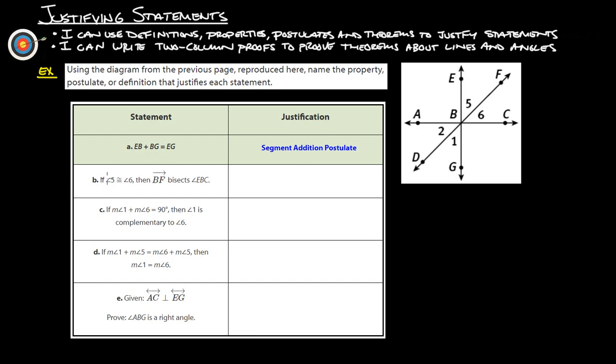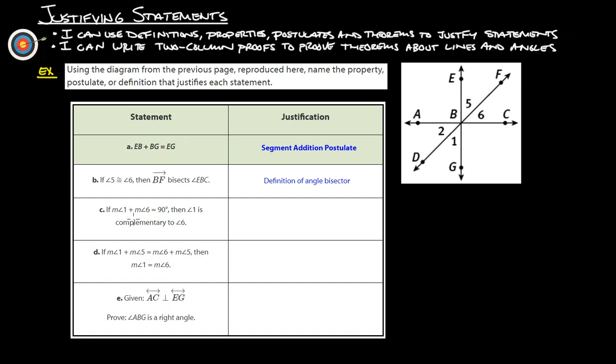All right, B, if angle 5 is congruent to angle 6, so 5 and 6 are congruent, they're saying, then BF bisects angle EBC. So this is the same as this bisects this, right? And we've talked about that. That's our definition of an angle bisector. Okay, cuts the angle exactly in half.